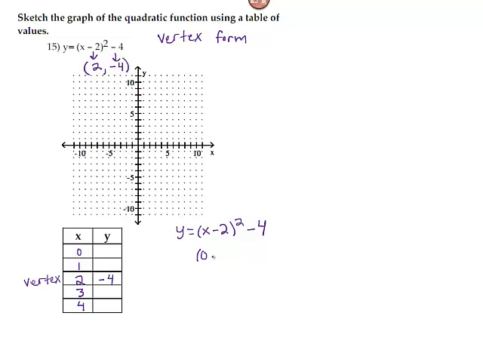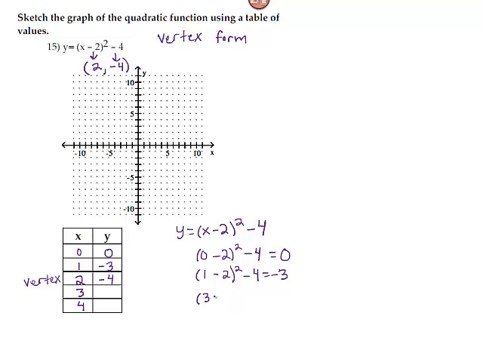So if I plug in 0, this first part is negative 2. Negative 2 squared is 4. 4 minus 4 is 0. So we have 0, comma 0. Then we plug in 1. We're plugging it in where x is. And 1 minus 2 is negative 1. Negative 1 squared is 1. 1 minus 4 is negative 3. So we put negative 3 there.